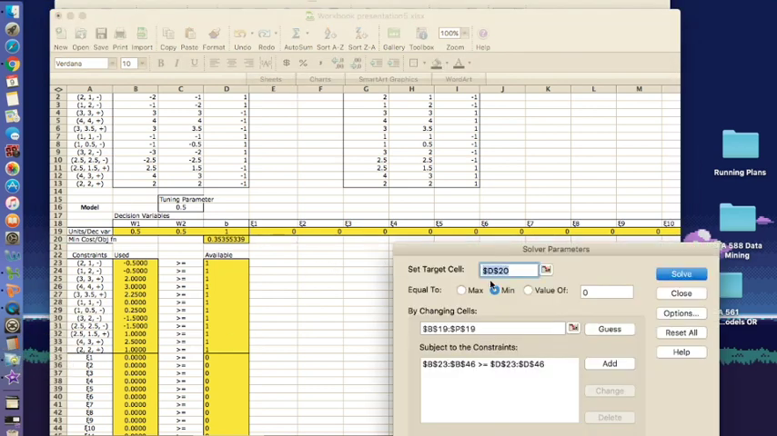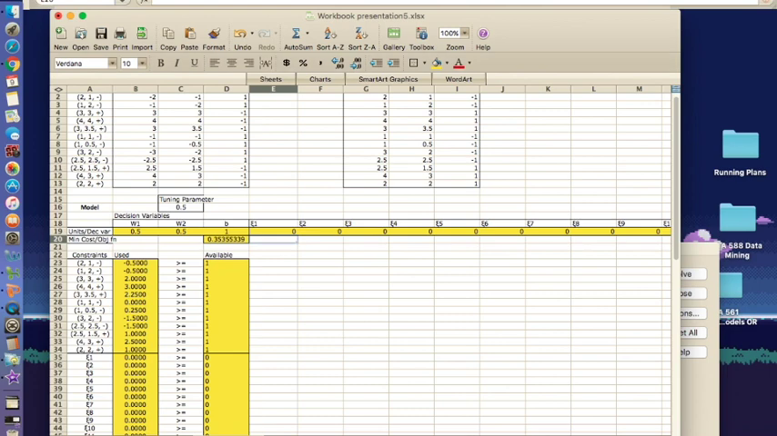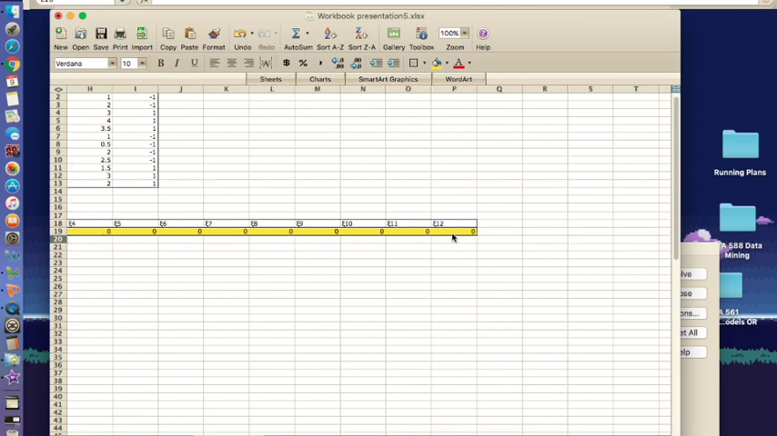So target cell D20, that's good. That's the one we want to minimize. Equal to minimize. Don't want to maximize that. Changing cells B19 through P19. We can see P19 is indeed the last one of those, so that's everything.